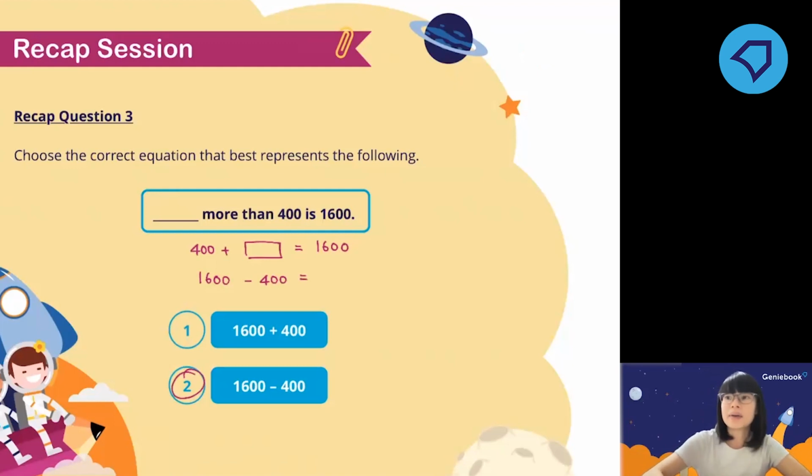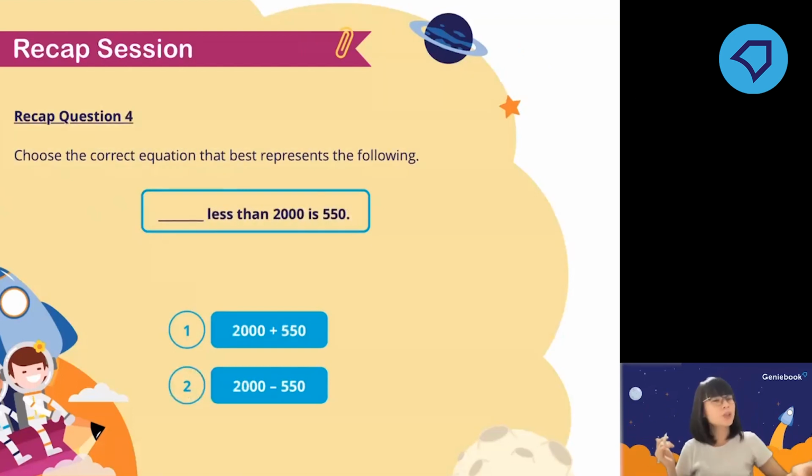Okay, so let's take a look at the next one. Please read the question carefully. Choose the correct equation to help you find this missing number. Something less than 2,000 is 550. In order for you to find this number, do you need to do addition? Do you need to do subtraction? 30 seconds starting now.